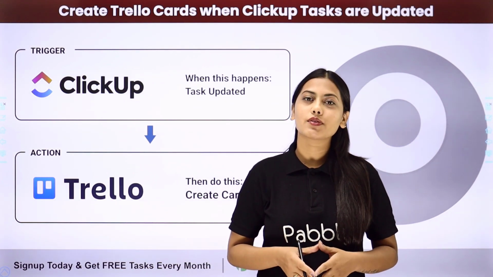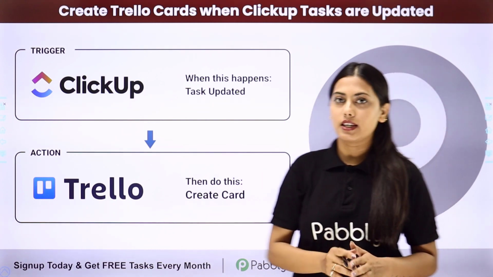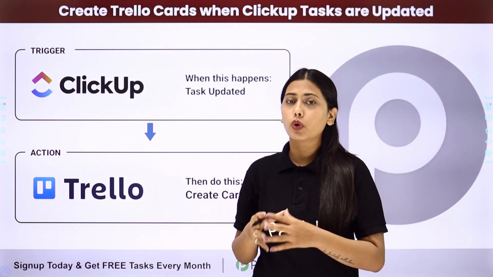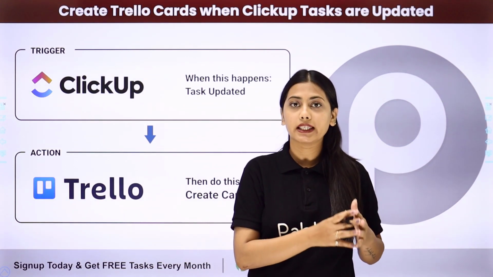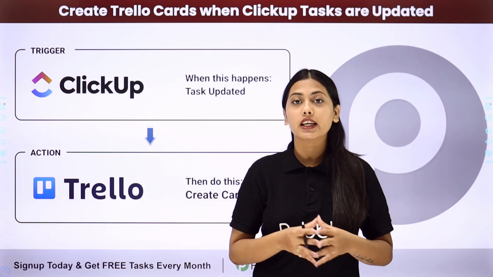Hello everyone, in this video we are going to learn how to create Trello cards when ClickUp tasks are updated. If you have collected a lot of tasks in ClickUp and every time they are updated you want to create a separate list of the completed tasks, you can create it in Trello. And this can be done automatically with the help of Pabbly Connect.